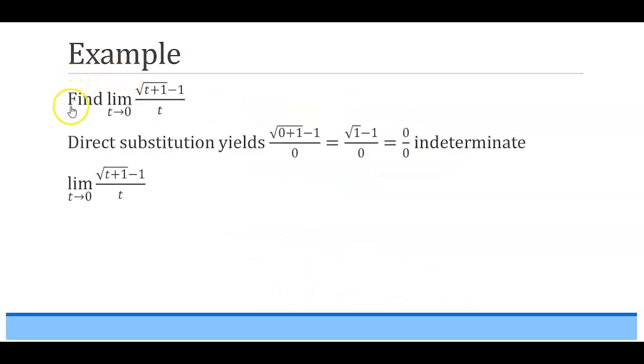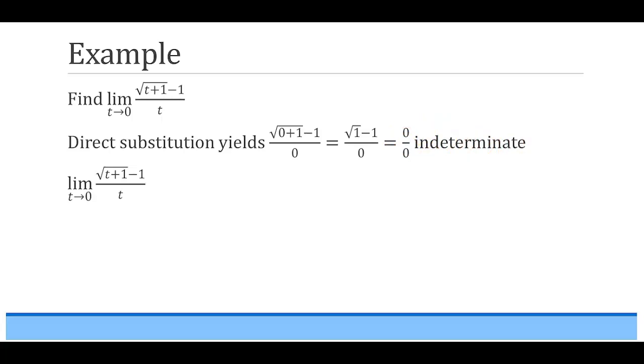In our next example, we're asked to find the limit as t approaches 0 of the quotient, where in the numerator I have the square root of the quantity t plus 1, minus 1 on the outside, all over t. So here, direct substitution, we always try it. If we substitute in 0 to the numerator, we're going to end up with a 0, and if we substitute 0 into the denominator, we end up with a 0. So 0 divided by 0 is indeterminate, right? So, oh no, I have to try to do some more work.